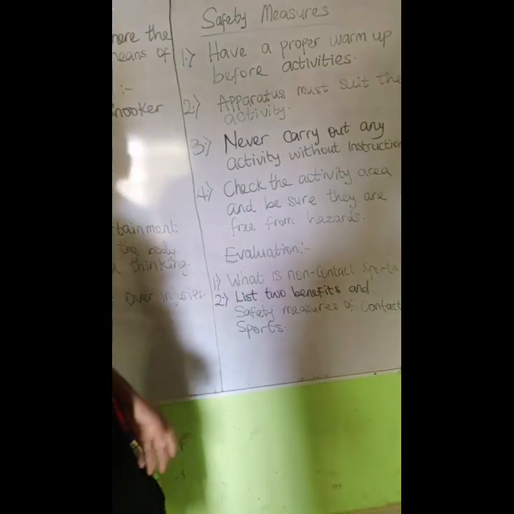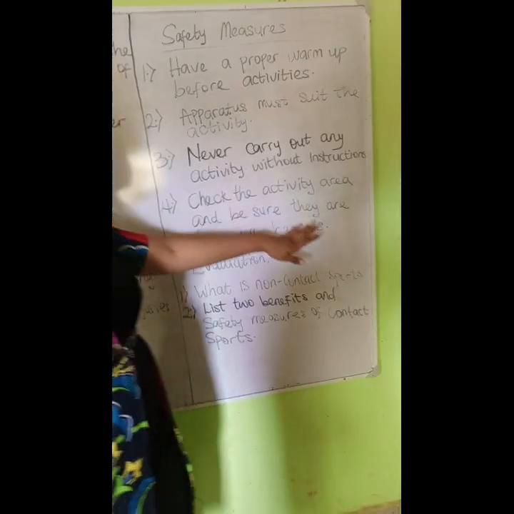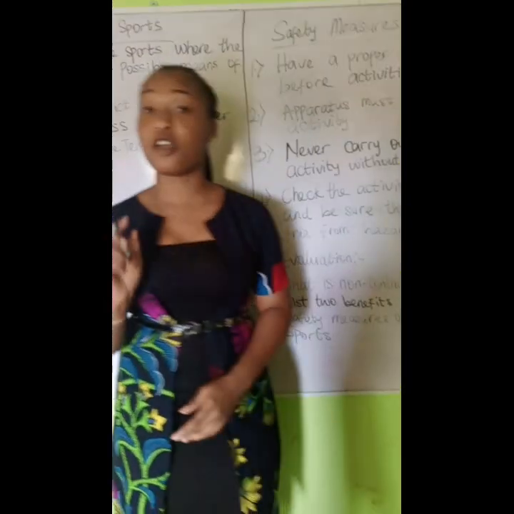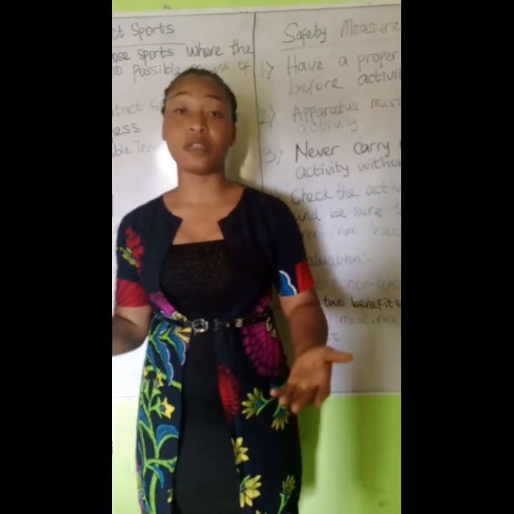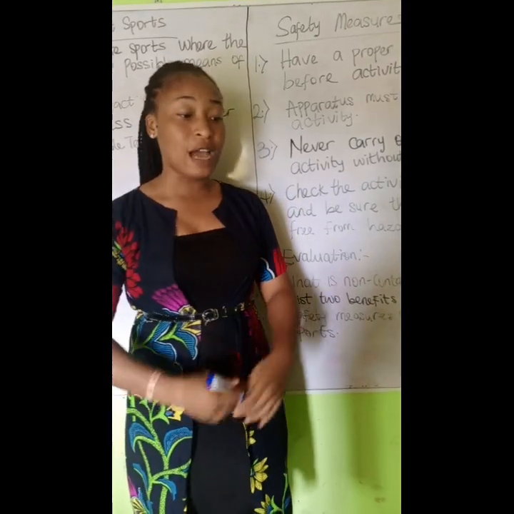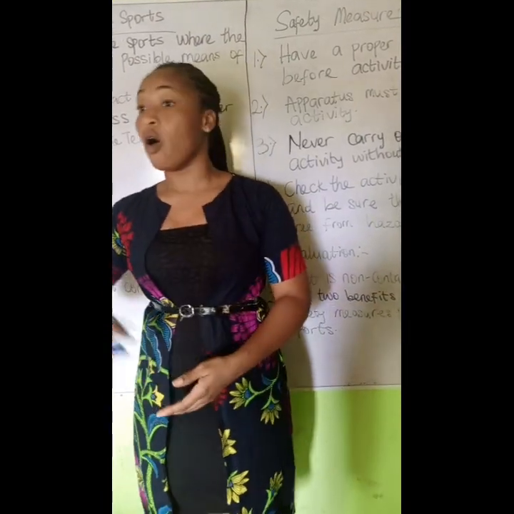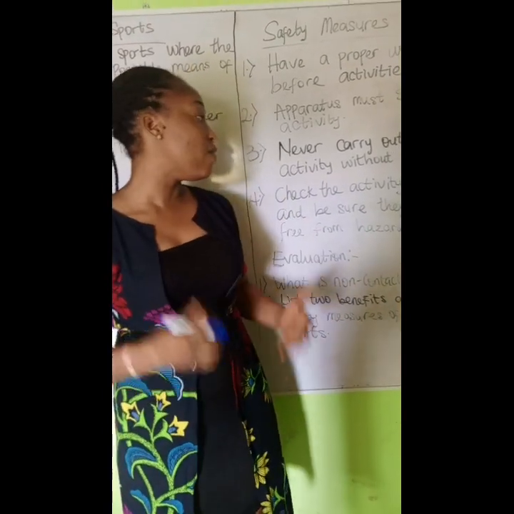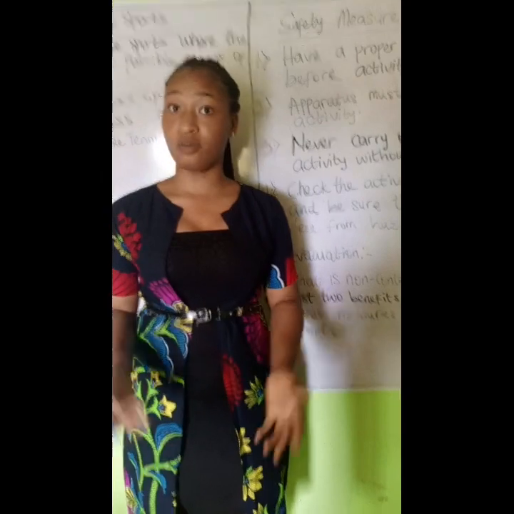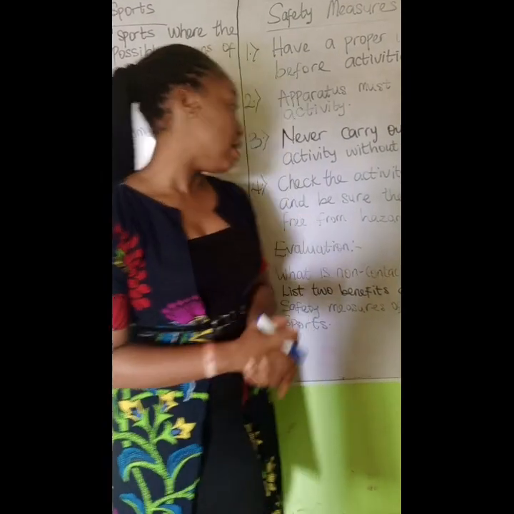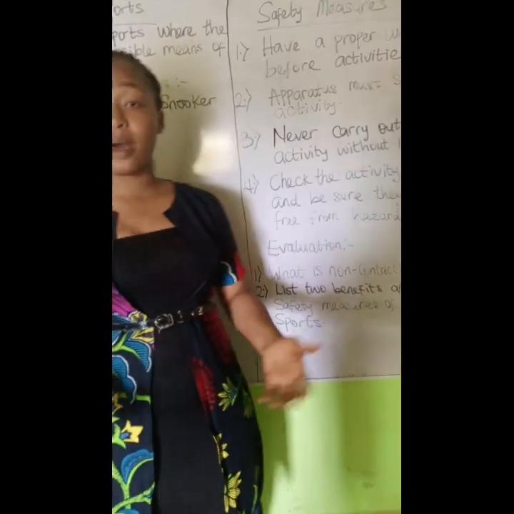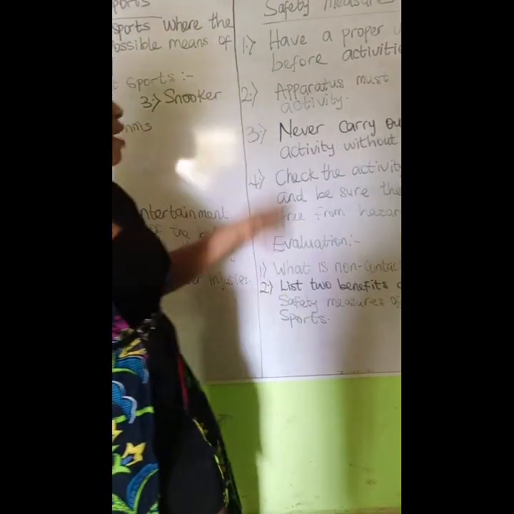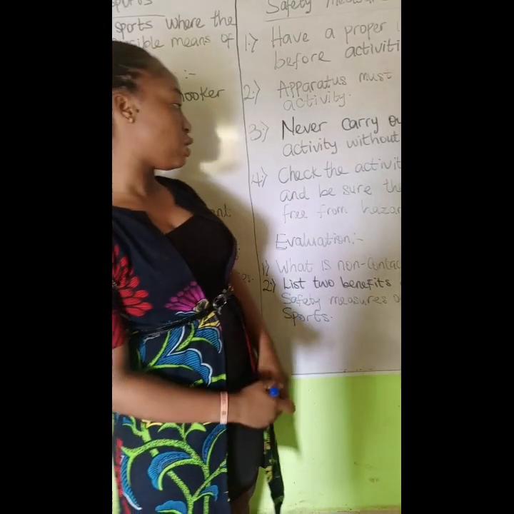Alright, let's look at the last one. It says check the activity area and be sure it is free from hazard. It is very, very important. Before you start any sport activity, check the area for pieces of broken bottles or any sharp object that can lead to injury. Check if your environment is free from dangerous objects and be sure that it is free from hazards so you can enjoy your sport activities. So these are the safety measures of non-contact sports.